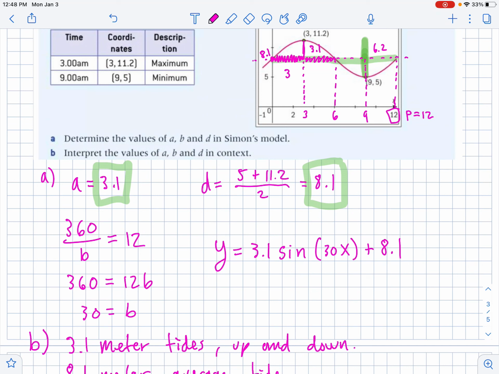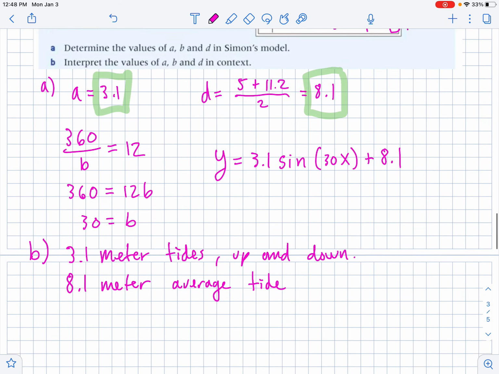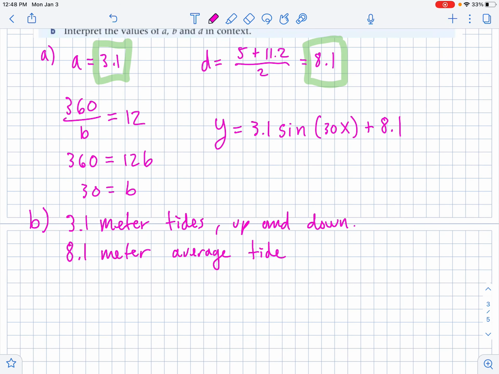Then interpreting that 30, what that means is that within 360, the curve is going to repeat 30 times. So really what this means is that the function repeats 30 times in a domain of 360 hours.